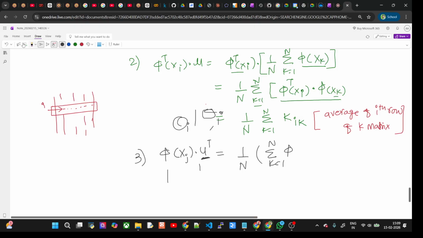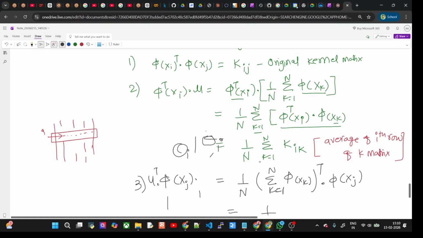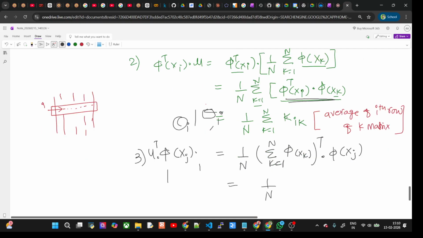Okay, u transpose xj, this third term. u is the u of x of k, which is the transpose, k equal to 1 to n, into phi of xj. This is nothing but 1 over n. So the same way as you got it before, you combine them together and you find that this is the average of the ith row of the K matrix.